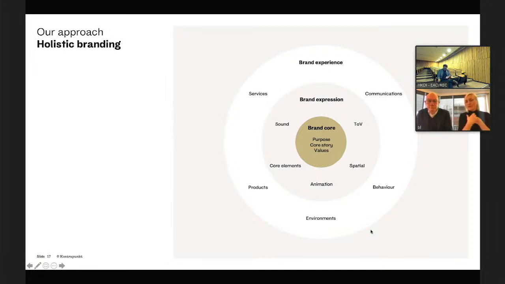So in order for us to claim that we do holistic branding, it's really important that we start from within and move our way out in this model, and that we look at all the different touch points within the brand experience that your target audience is interacting with, because that is actually where you live and you meet the brand in your everyday life.